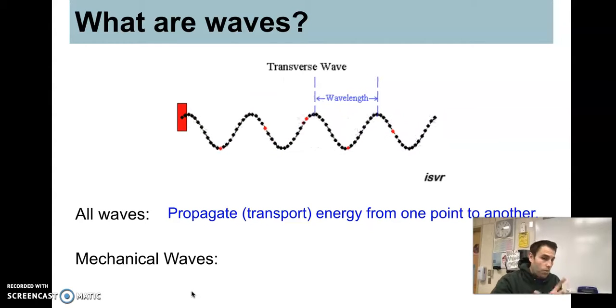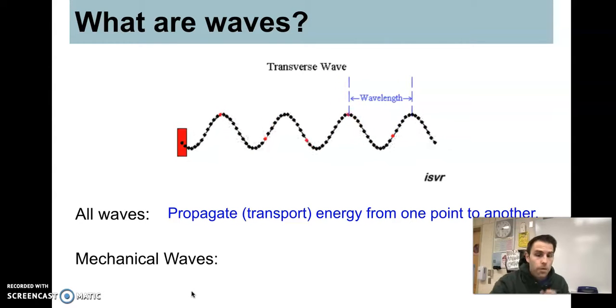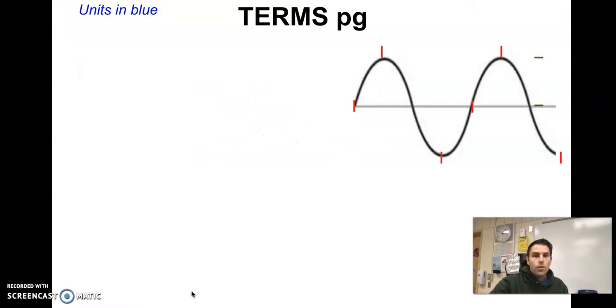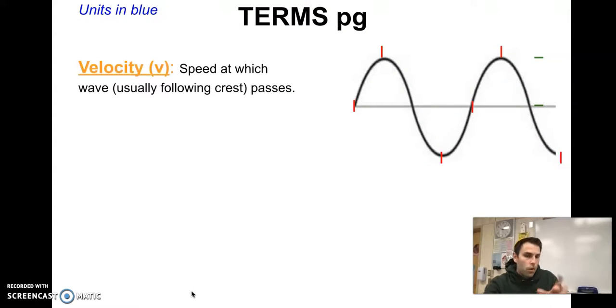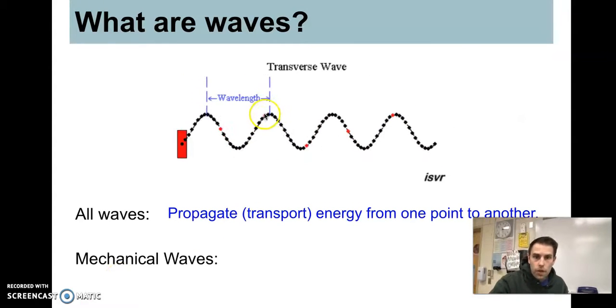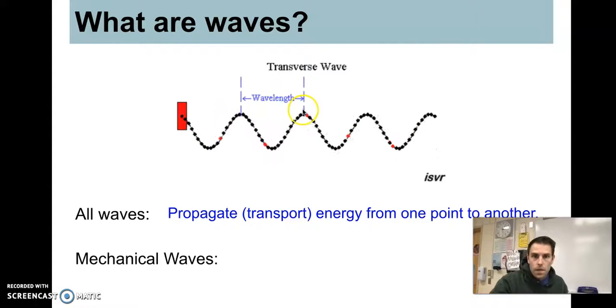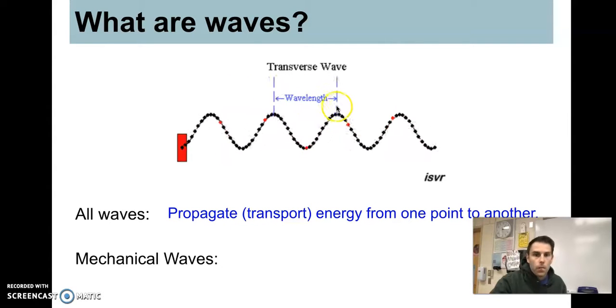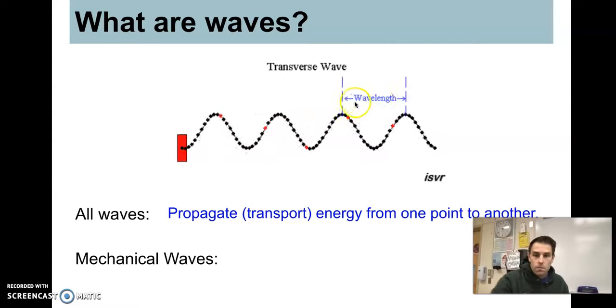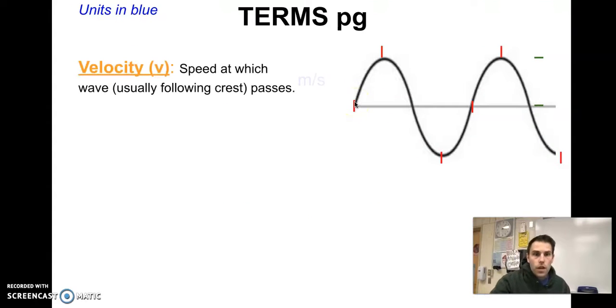I want to give a more specific definition of what mechanical waves are, but first, let's just look at the parts of a wave. A few things that we could do to more closely analyze waves is we could look at a wave's velocity. This is the speed at which a wave, usually following a crest, passes. So if I go back here, let's just follow this crest. That's the speed of the wave, and we're going to measure it just like we measure the motion of an actual object. We're going to measure the motion of this energy with the units meters per second.